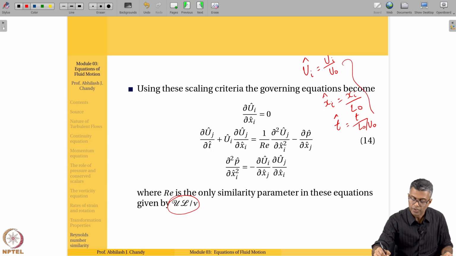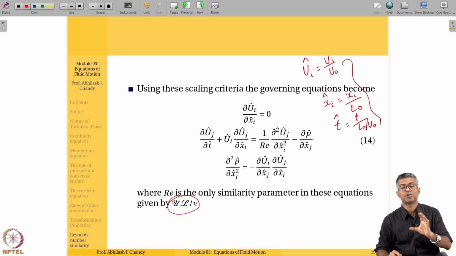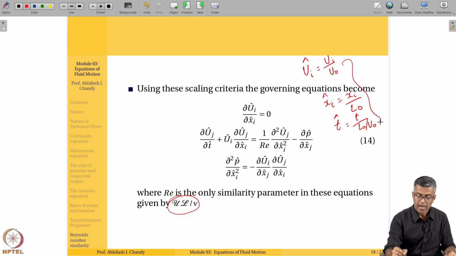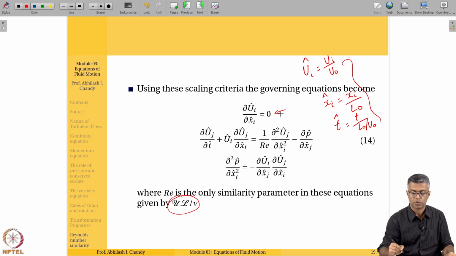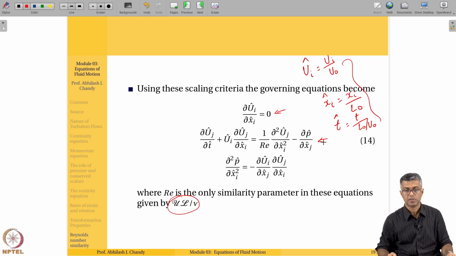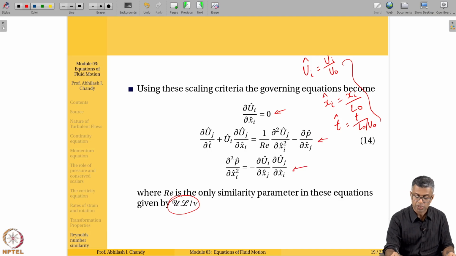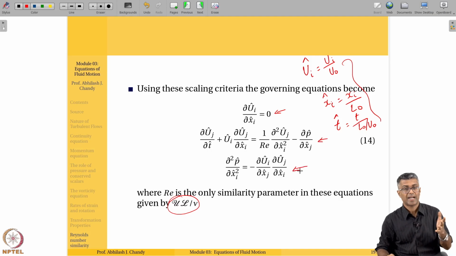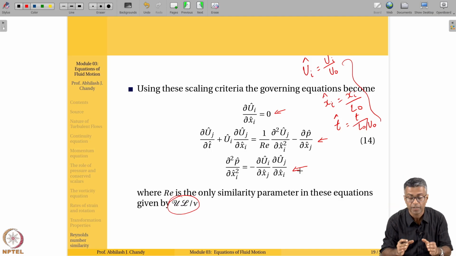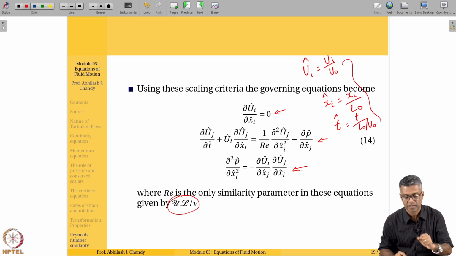If I do all of this and substitute into the Navier-Stokes equations, I get my continuity equation that looks like this. I get my momentum equation that looks like this. And I get my Poisson's equation that looks like this. So I had those three equations, right? Continuity, momentum, and the Poisson's equation. And I have now non-dimensionalized it and written it using the scaling criteria that I showed here.